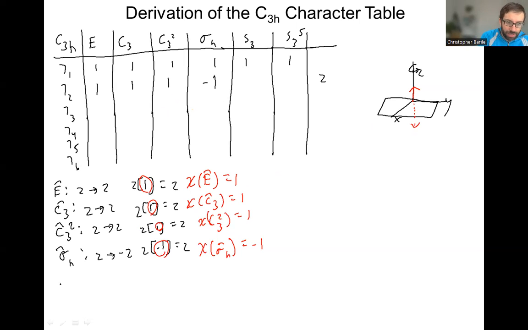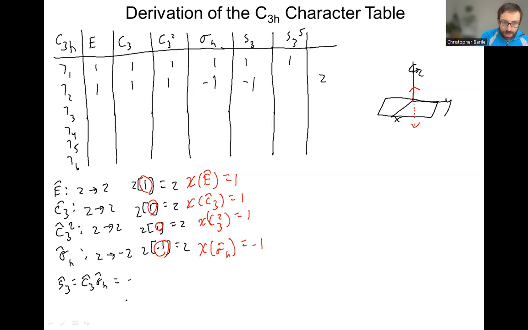What about S3? Well, remember what an S3 is. It's a C3 followed by a sigma h. A C3 just took z to z, and a sigma h took z to minus z. So we want z to z and then z to minus z. Z went to z, and we know z then goes to minus z. So that's going to be a -1.